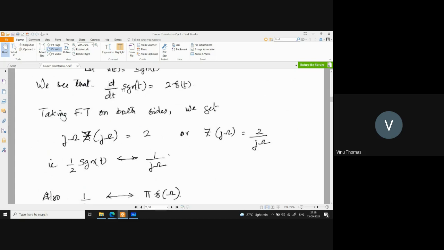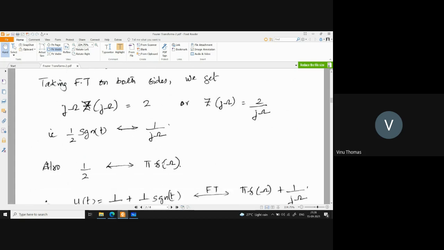The Fourier transform of d/dt of sigma of t, or d/dt of z of t, can be written as j omega Z of j omega equal to 2. Or in other words, Z of omega is equal to 2 by j omega. So what does this mean? Therefore, 1 by 2 sigma of t is Fourier transform to 1 by j omega.